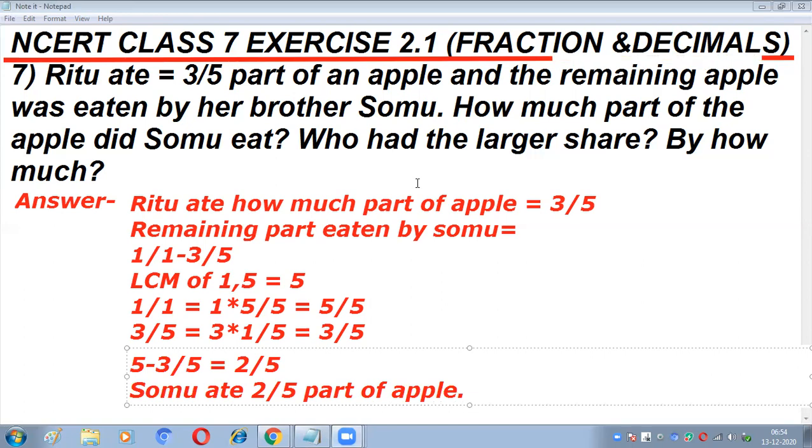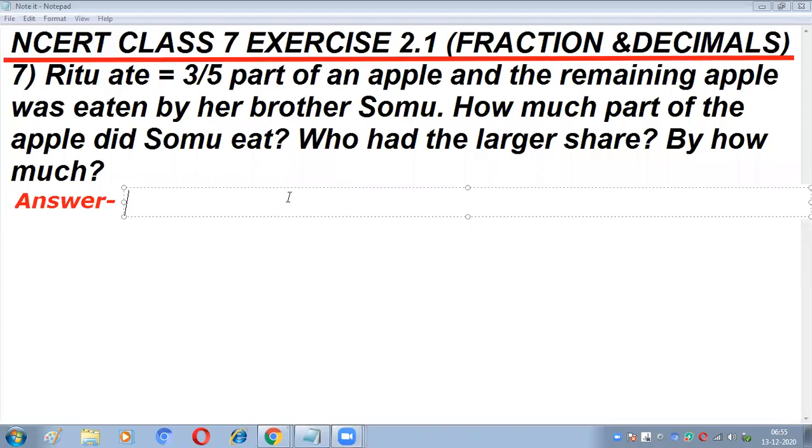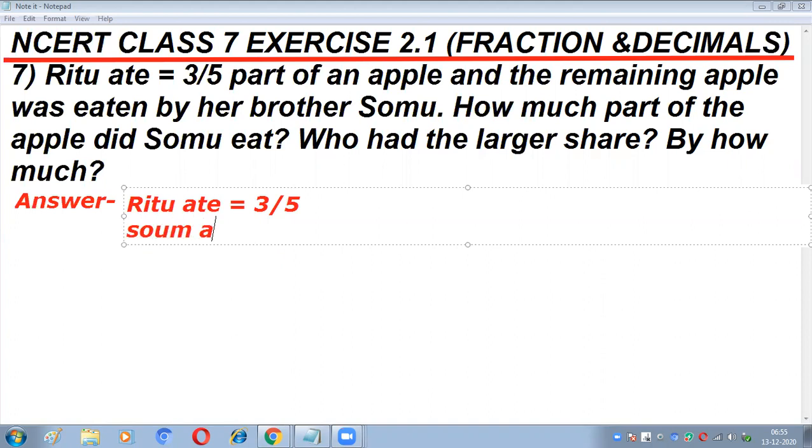So let's start. I have cleared my whiteboard. Ritu ate how much part? That is 3 by 5 as usual. Then Somu ate how much part of the apple? It is equal to 2 by 5, which we just solved. And now we have to find whether 3 by 5 is greater or 2 by 5 is greater.